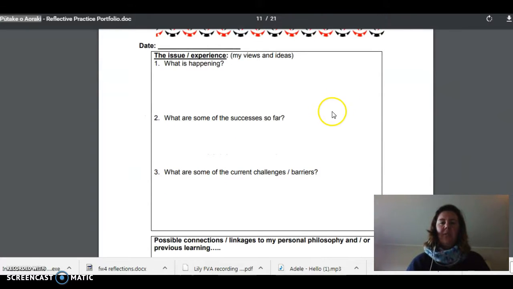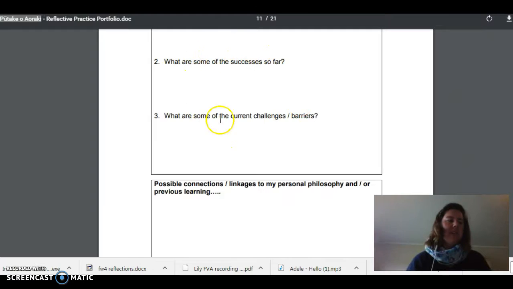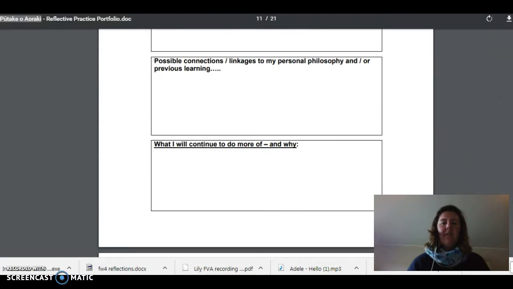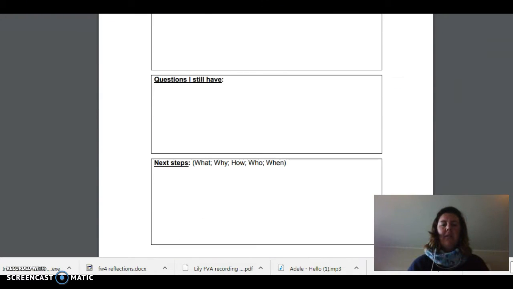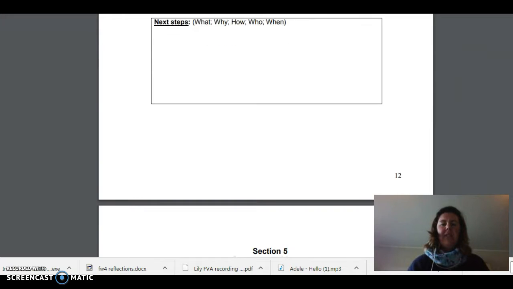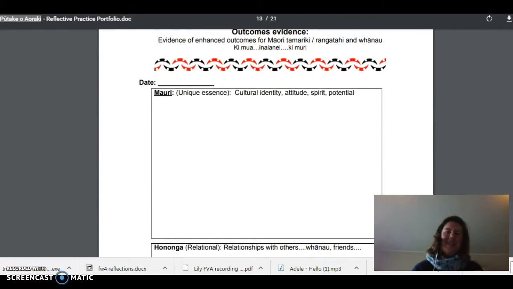So this would be like your description in terms of the Gibbs one, so what's happening, and then you've kind of already got onto the next stage, which would be the evaluation, some of the successes. Then you've got connecting to your own personal philosophy, and some of your next steps. Sorry, I actually didn't mean to look at that part. I was meant to be looking at this part.